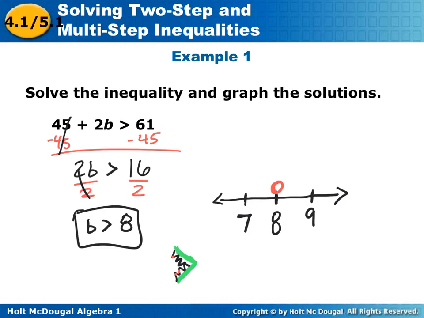And if I'm an alligator, I always want to eat whatever's bigger. I'm an alligator, I got a big old stomach. I want to eat the biggest number I can, right? So in this case, if the alligator mouth is facing the B, that means the B has to be bigger than 8. So when I come over here and I draw my line for my graph, my answer is B is any value that is bigger than 8. Well, to be bigger, you've got to go to the right.